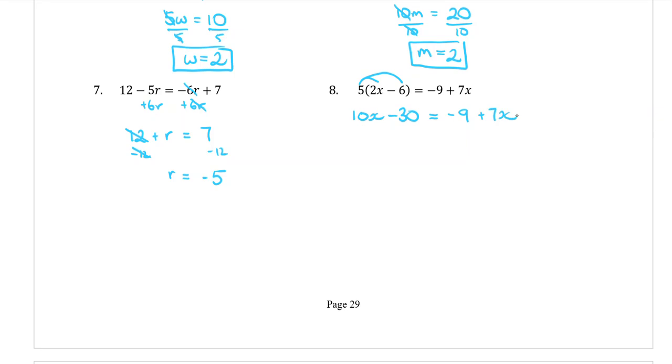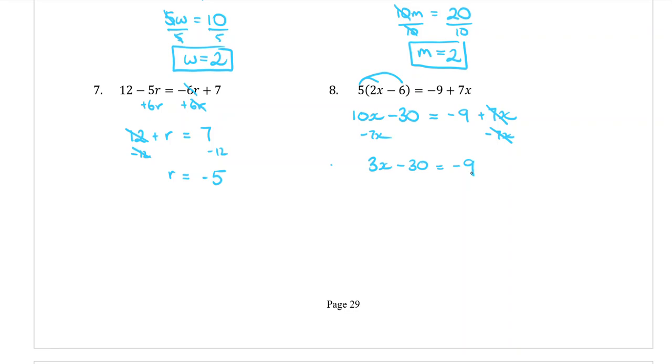Okay, so now it looks like all my other questions here from 1 to 7: 10x over here and a 7x over there. So I have to get rid of this. How do I get rid of this? Minus 7x. What will be left? 3. 10 take away 7 is 3x. I also have the minus 30. Whoops, not 33, it's 30. And that's equal to negative 9.